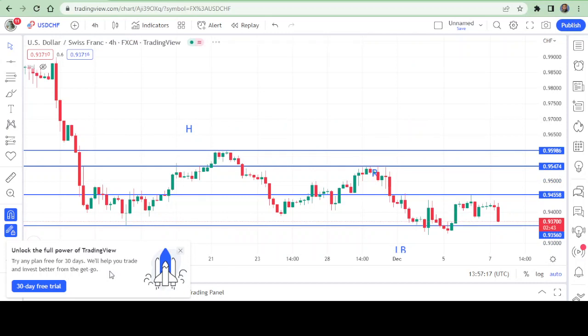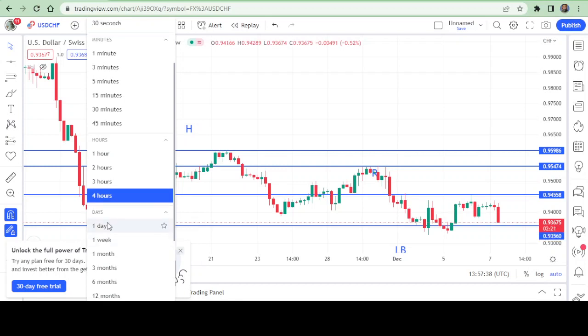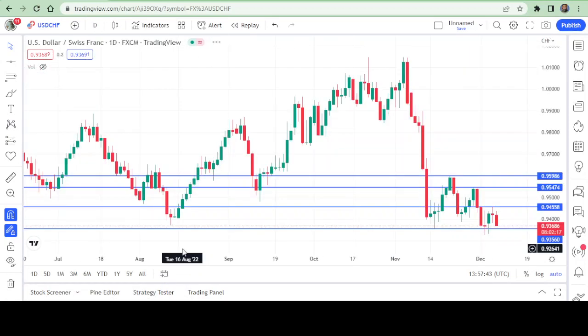Let us see this unfold. This is the 4-hour resistance. After rejecting from the 4-hour, now it is going downward. And let us see it on the daily time frame, how far downward it is expected to go and what the downward levels are.